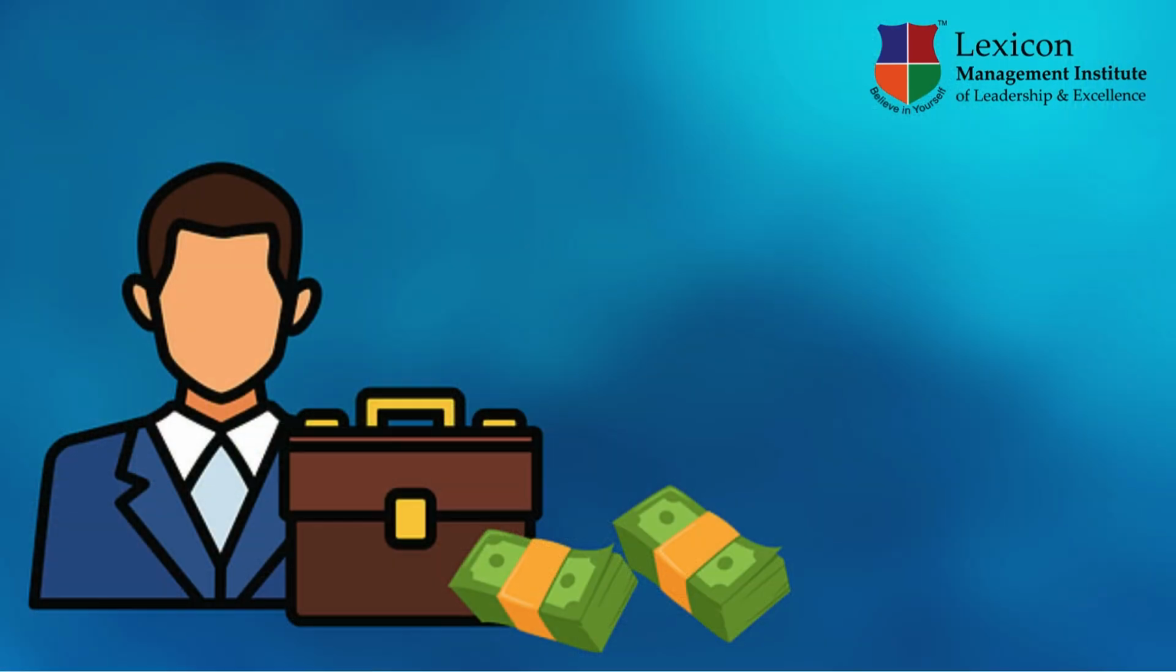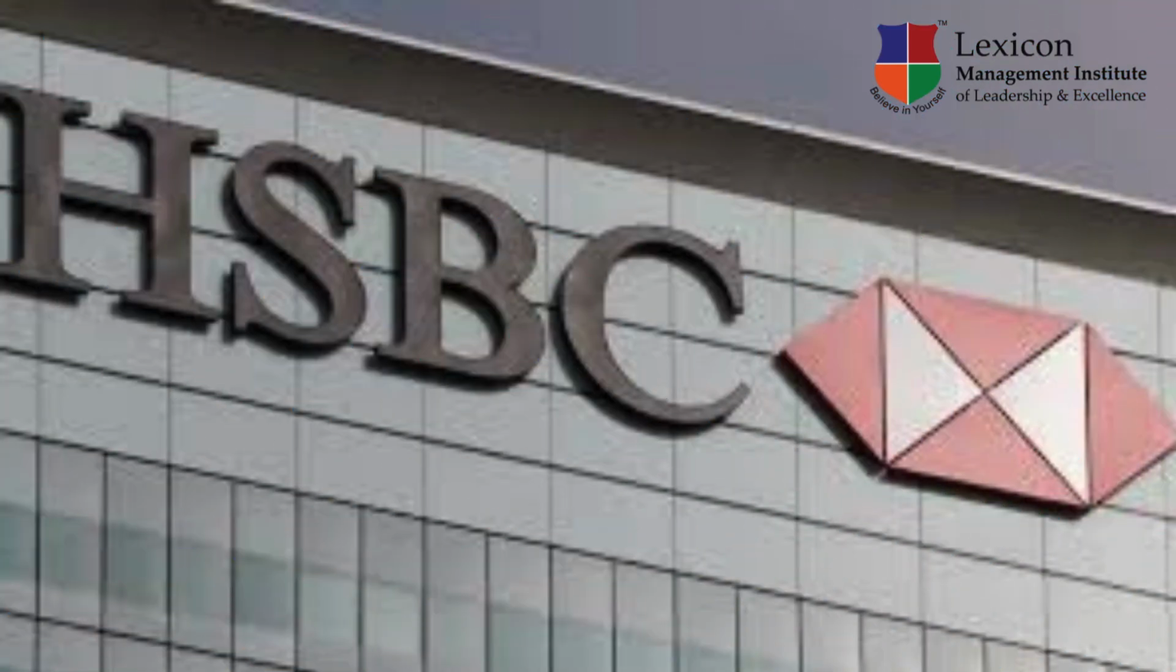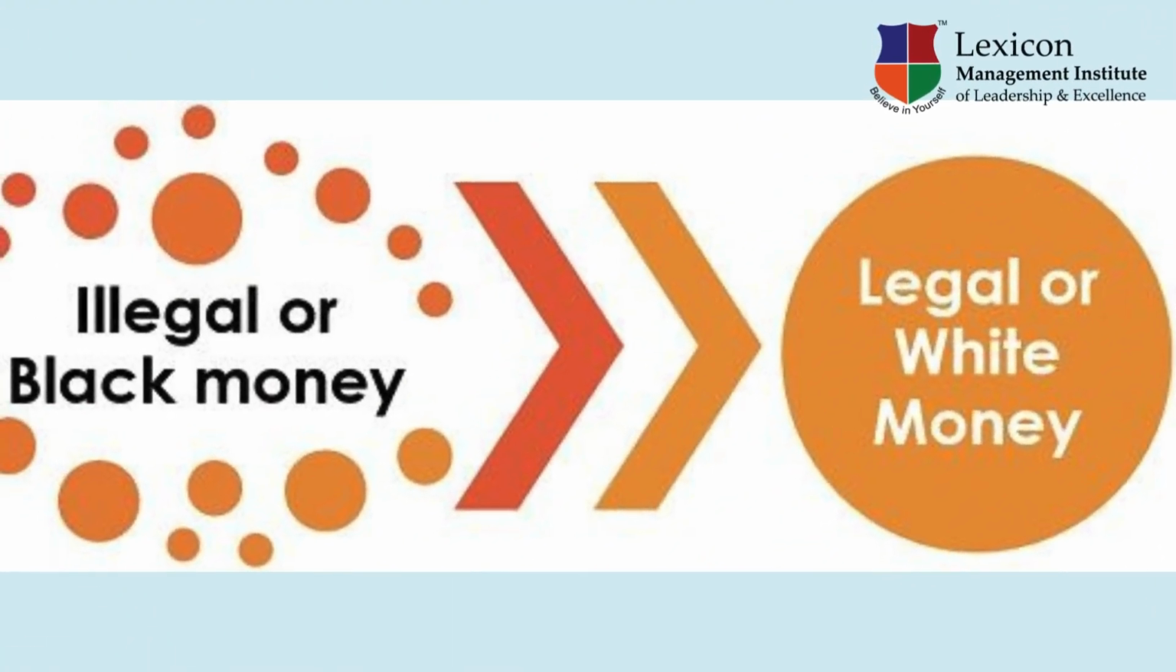In recent years, prestigious financial institutions such as HSBC have been found guilty of assisting or enabling money laundering by failing to properly report large deposits of cash. HSBC was found to have facilitated the laundering of almost $1 billion in 2012. For making illegal money legal, launderers need a channel like banks.